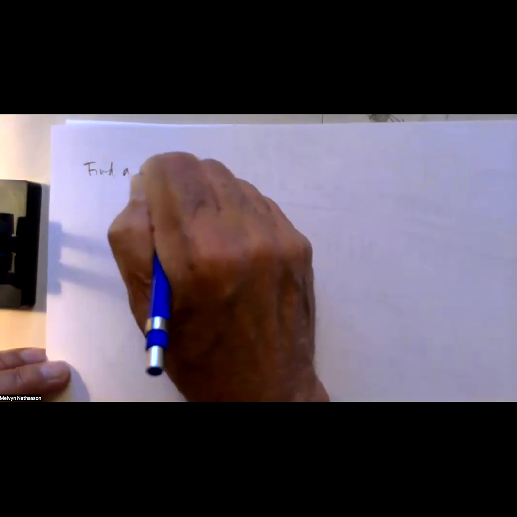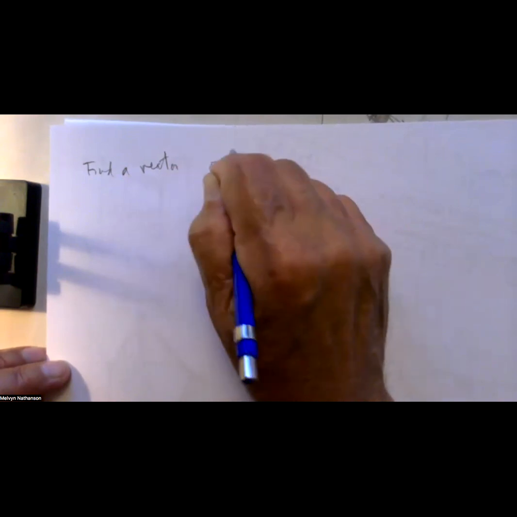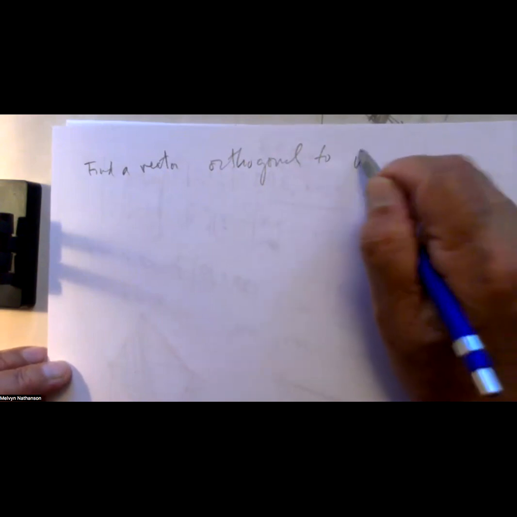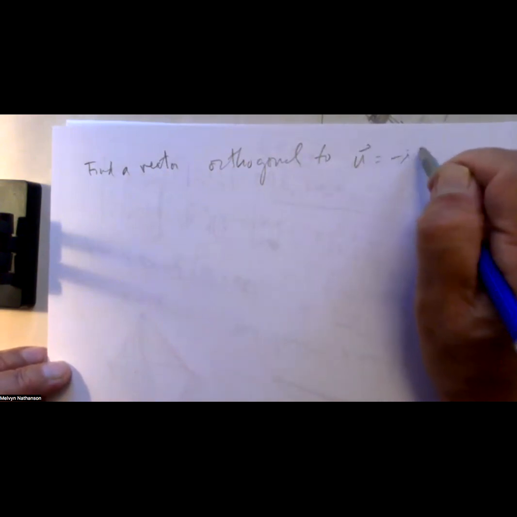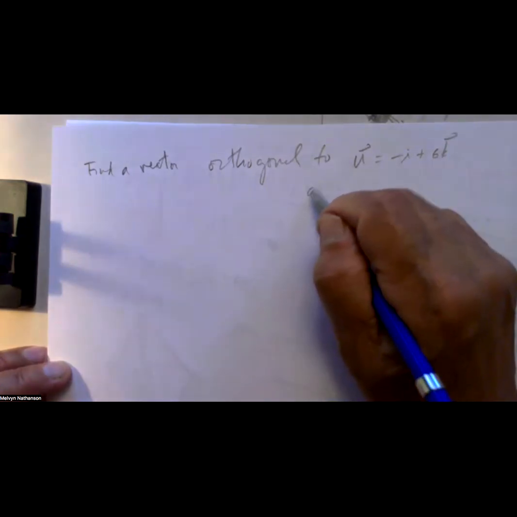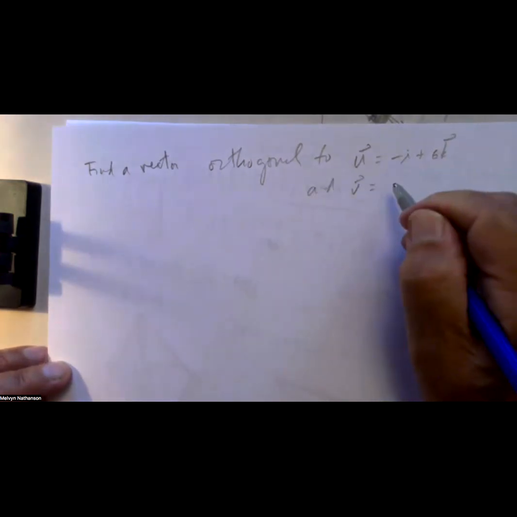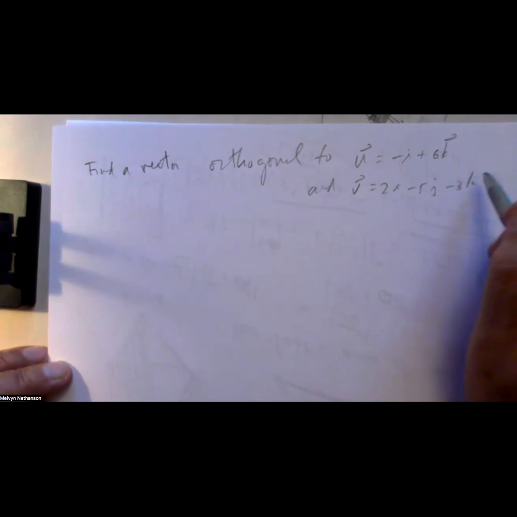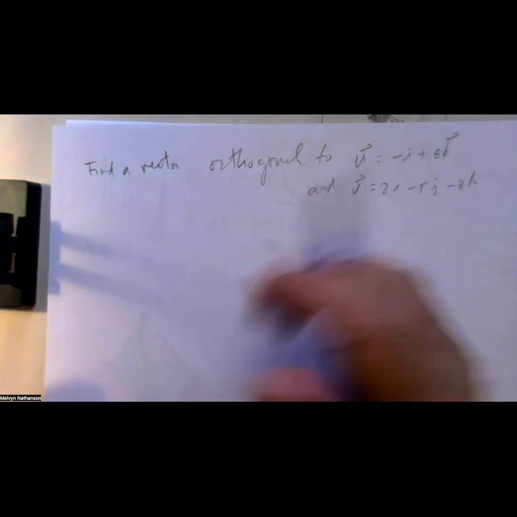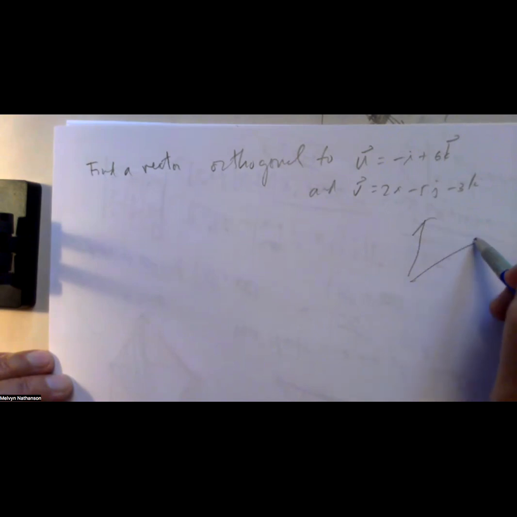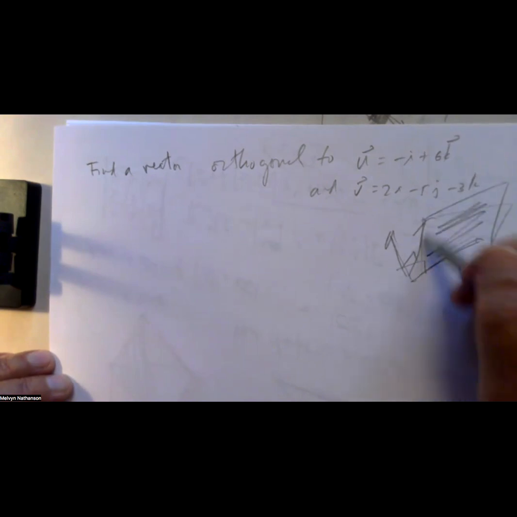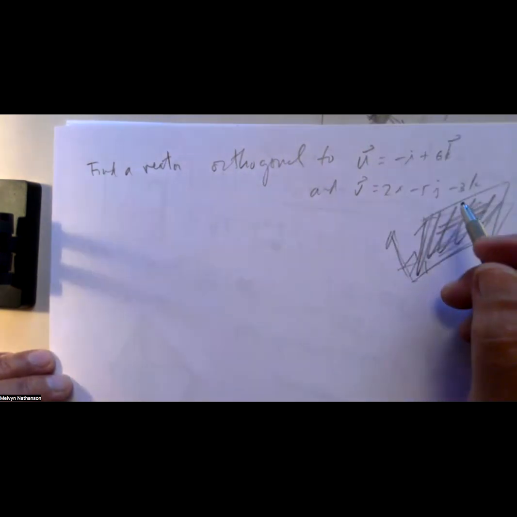Find a vector orthogonal to the vectors u equal to minus i plus 6k and v equal to the vector 2i minus 5j minus 3k. So here we have two vectors in space, and I want to find a third vector that's perpendicular to both of them. These two vectors determine a plane, and I want to find a vector perpendicular to that plane.